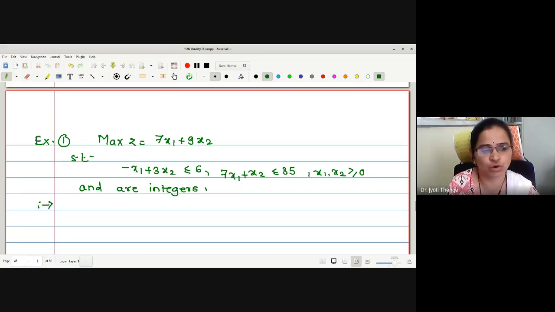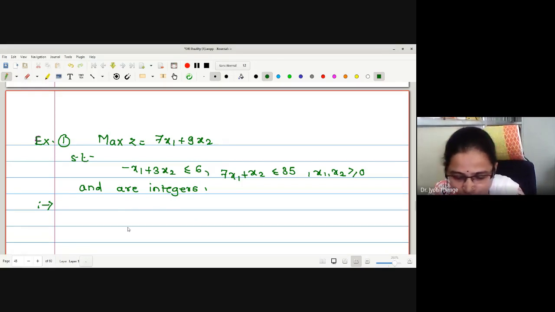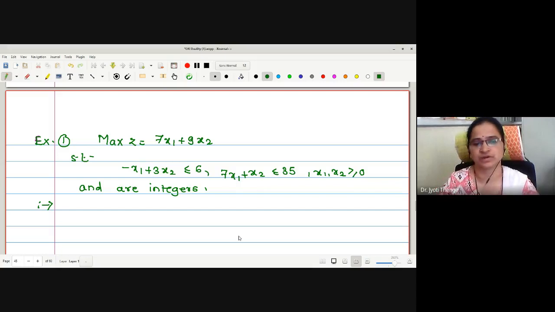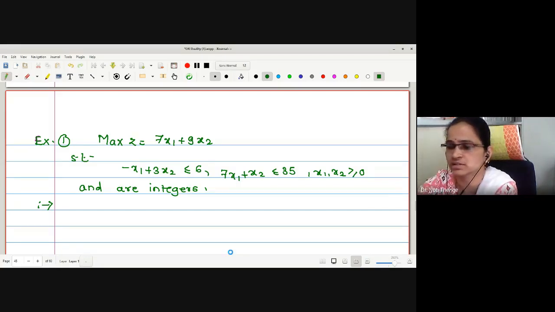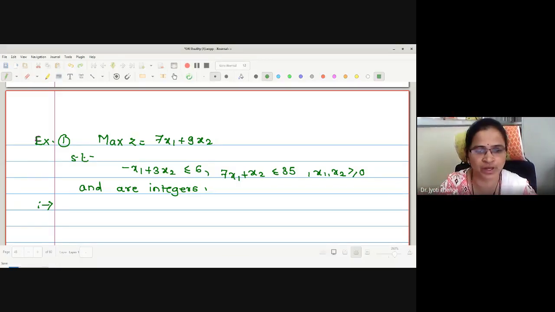Therefore, what is the homework for today? You should solve this example with the usual simplex method and find the optimal solution, and we will convert it to an integer one in the next lecture. Let me check the problem. 7x1 plus 9x2, minus x1 plus 3x2 less than or equal to 6, 7x1 plus x2 less than or equal to 35. Solve this. That is, the first 3 tables you have to prepare. In the next lecture, I will start directly with the last table of this method and I will show you Gomory's cutting plane algorithm.